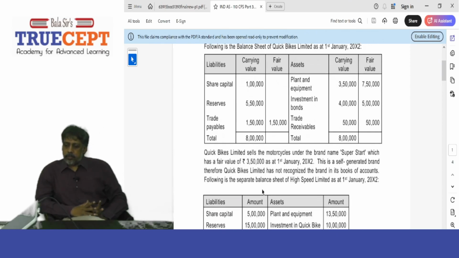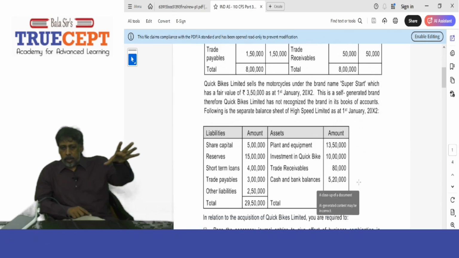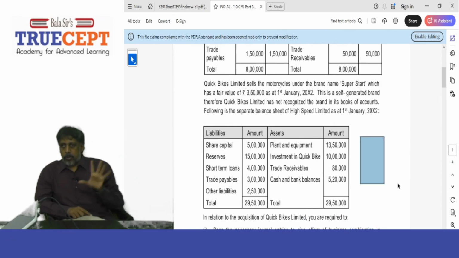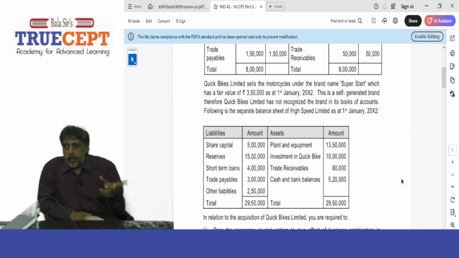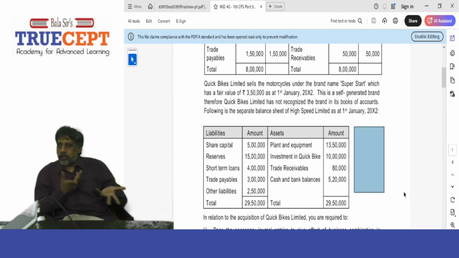Following is a separate balance sheet of High Speed Limited as of 1st January 20X2, given so that I can prepare my consolidated balance sheet as on 1st Jan X2. The only thing, there will be no post acquisition profits. There will be no working note number 5. Remember, we do working notes 1, 2, 3, 4, 5. What is 1? Group structure. And 2, net assets at acquisition date. In that, there will always be a tail note, post acquisition, that won't be there.